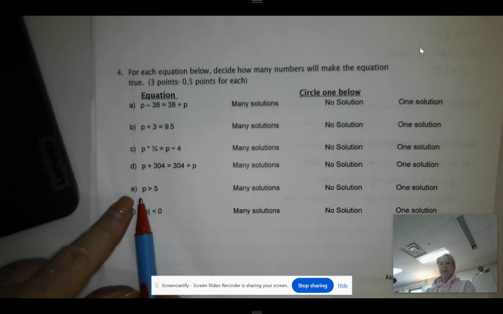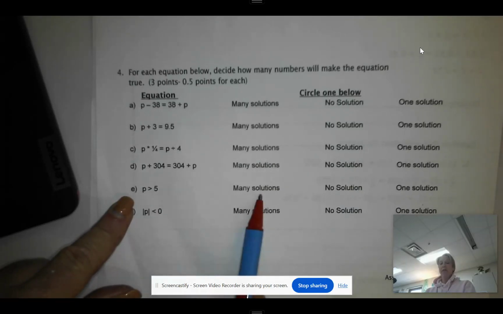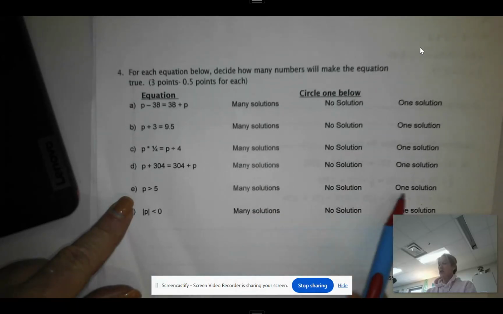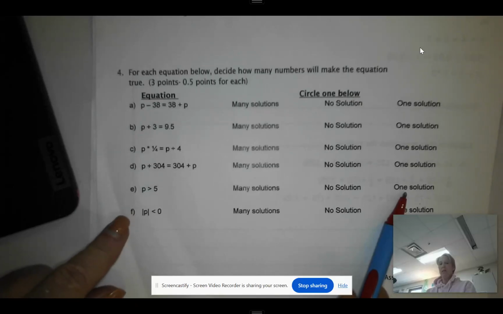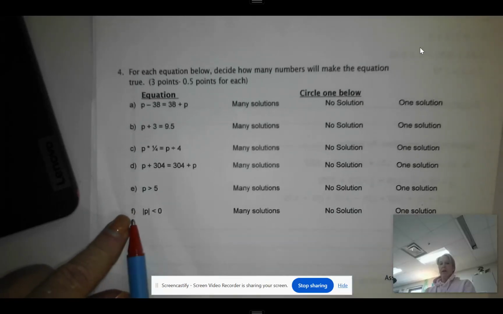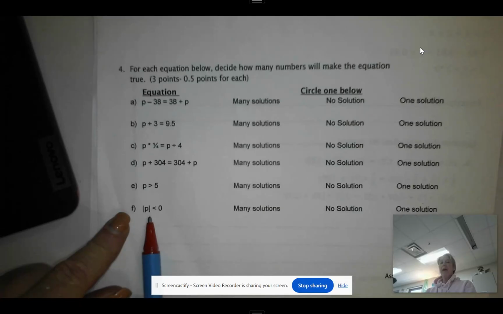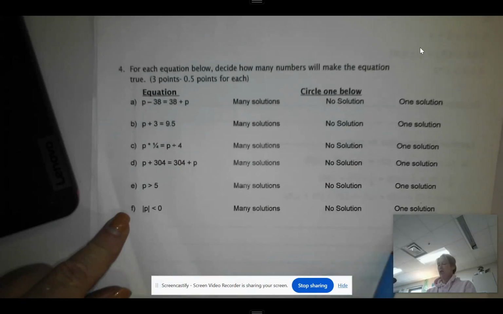Pause. E, P is greater than 5. Many solutions, no solutions, or one. Pause. F, the absolute value of P is less than 0. Many solutions, no solutions, or one. Pause.